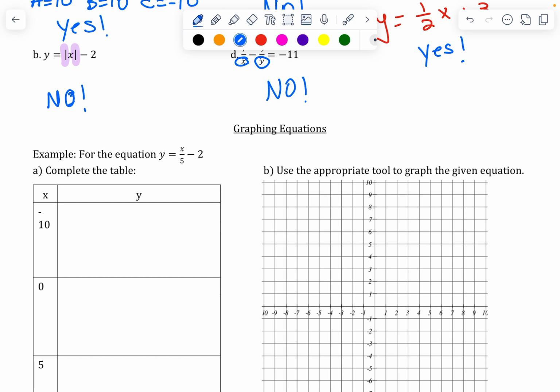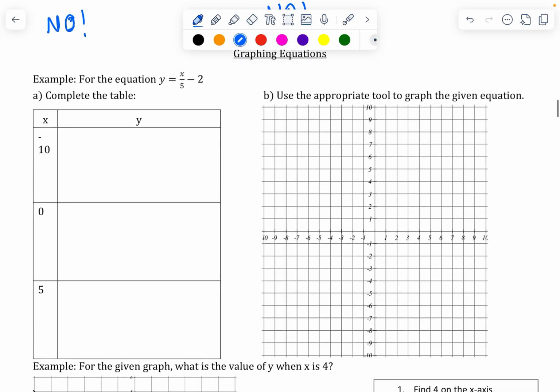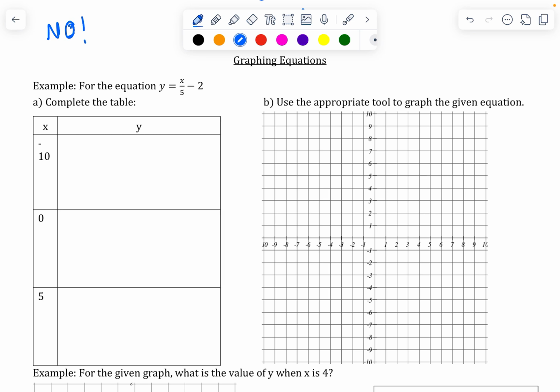So looking at the next one, we are asked to graph an equation. The first way that we're going to learn how to graph is by creating a table of values. You can see right here, that little negative is supposed to be with that 10. So you might want to rewrite that. We're plugging in negative 10. So we're going to take y equals x over 5 minus 2, and we're going to put this negative 10 where this x is. We're saying x is negative 10.